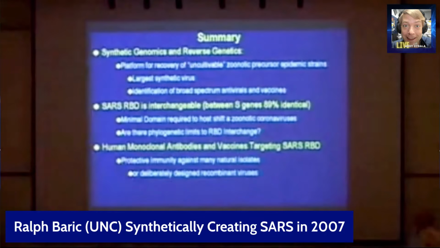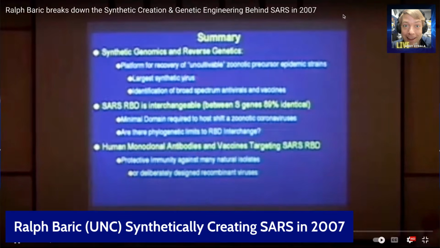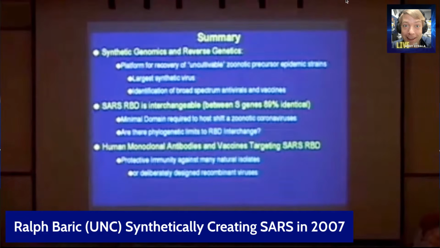So in summary, certainly synthetic genomics and reverse genetics can be a platform to recover uncultivable zoonotic precursors. It can be used to synthesize. This is actually the largest synthetic virus to date. It's going to be a short record, but it is a record. And you can use it now to identify broad spectrum antivirals and vaccines.